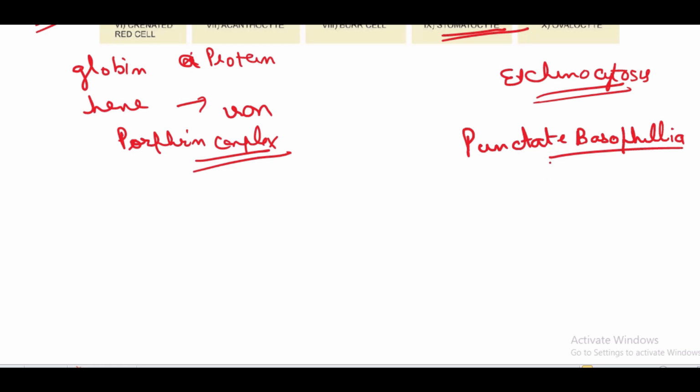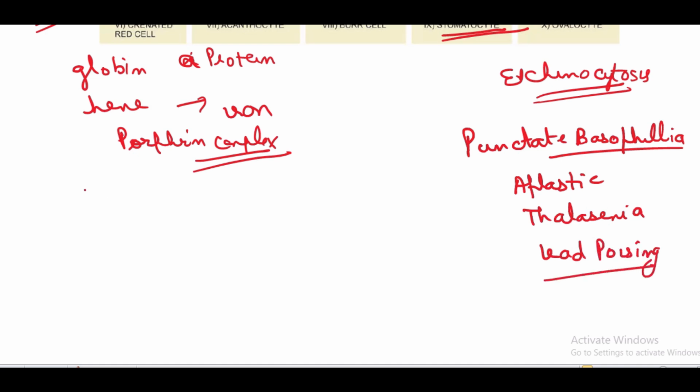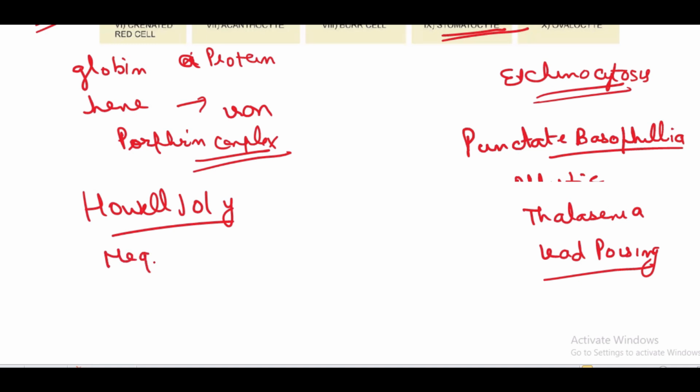It is seen in aplastic anemia, thalassemia and lead poisoning. Howell-Jolly bodies: here you see purple nuclear remnants within the RBC. It is seen in megaloblastic anemia and post splenectomy.